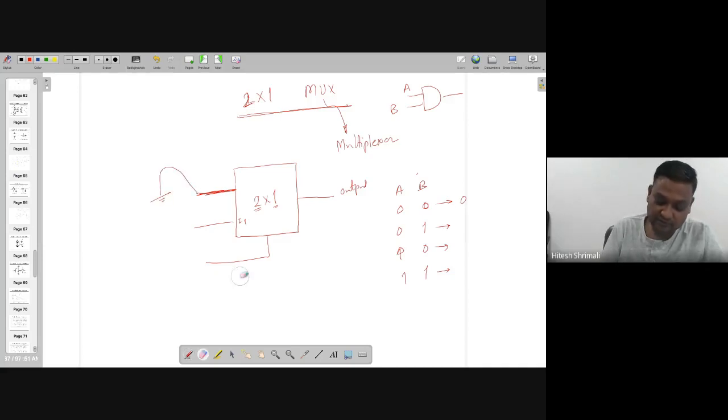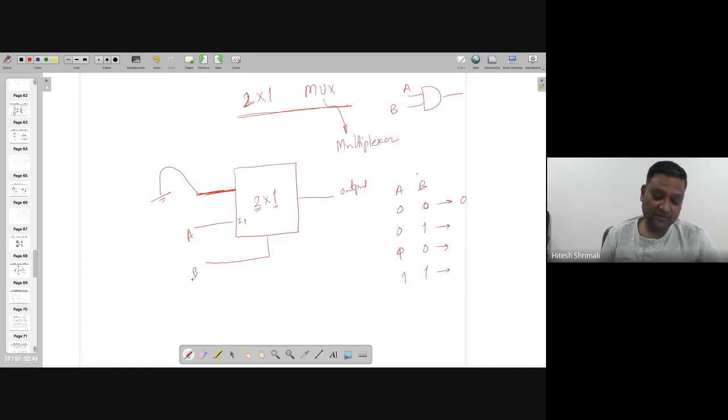When B equal to 1, then I1 will be selected. So if I connect this one to A, whatever A is will be transferred over here. So if A equal to 0, then 0 times 1 has to be 0. If it is 1 and 1, both have to be 1. So all four possibilities have been taken into account, right? So this is what I want to do, and this is the answer for the 2:1 mux based AND gate.